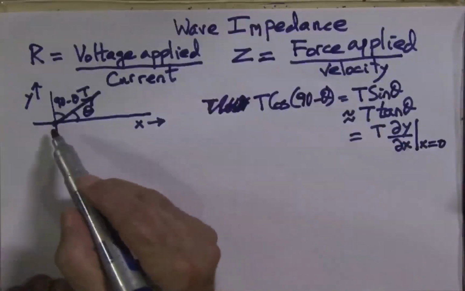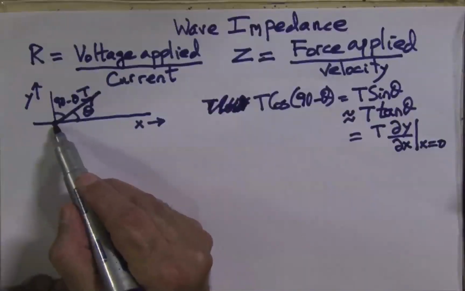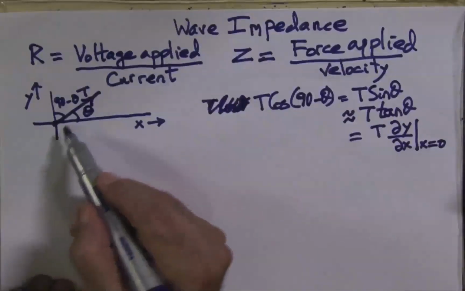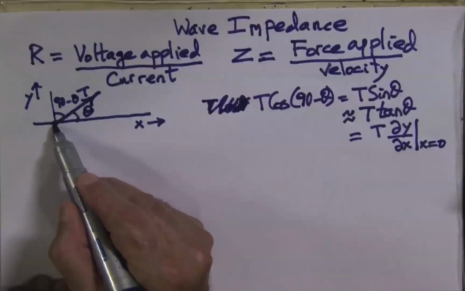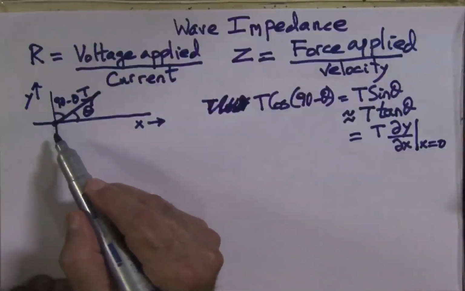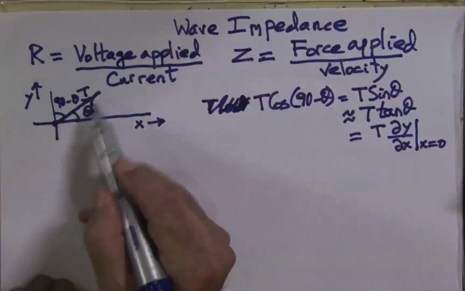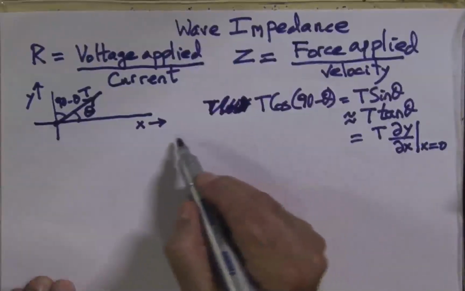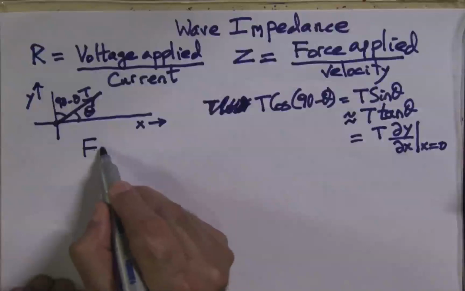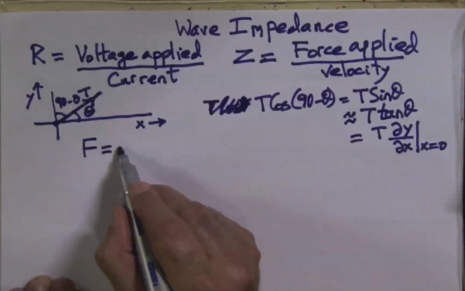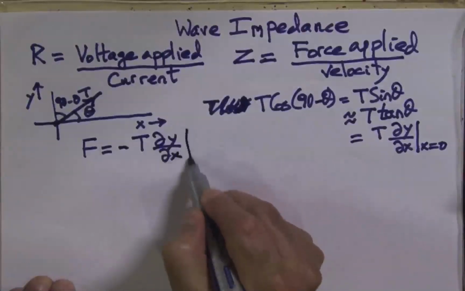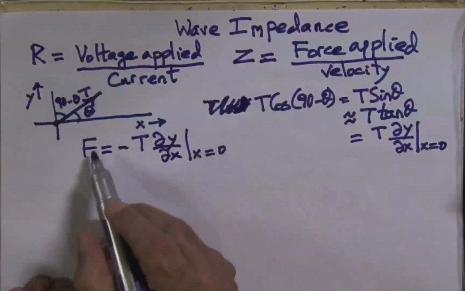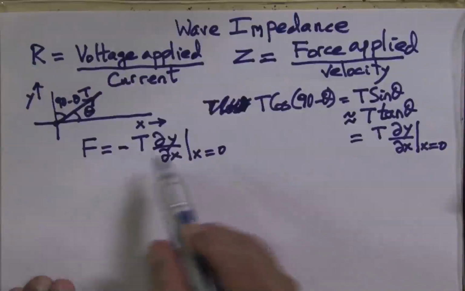Now the force that's being applied is downwards. It's in the opposite direction of the tension. So if you focus your attention upon this one little particle over here, it's going to be pulled by the string here and by the force here. The two are opposite. And so what we have is that F is equal to minus T dy by dx at x equal to 0. Now this is the force, and this force will depend on time.